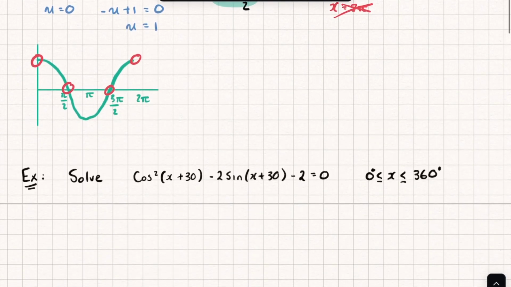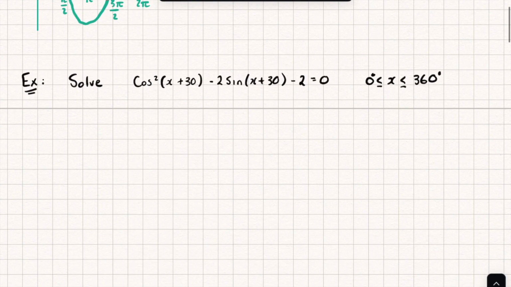Okay, let's look at the second question, where we're asked to solve cos squared of (x plus 30) minus 2 times sine of (x plus 30) minus 2 equals 0, and we're solving that between 0 and 360 degrees. Now initially this might look quite tricky because we've got this x plus 30 inside the argument of our trig functions, but actually it doesn't make a difference. We'll solve it in the exact same way, and so our first goal is to rewrite it all in terms of sine, cosine or tan.